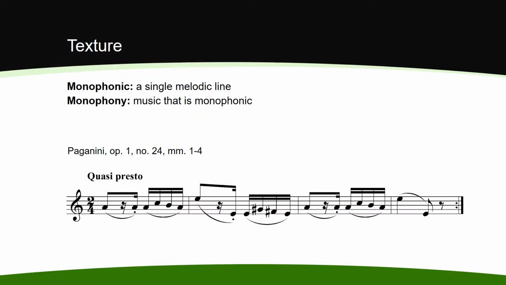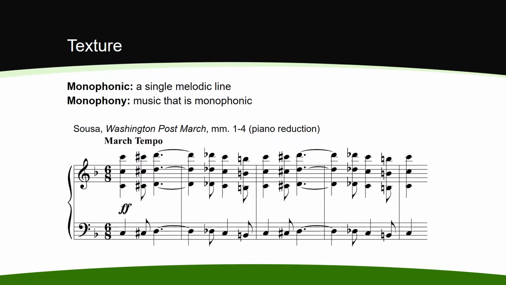Monophony can be as thin as a single instrument or voice performing a single melodic line. Or it can be quite dense, with many voices or instruments performing the exact same melodic line at the same time.